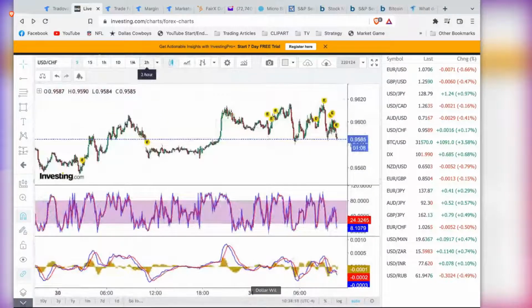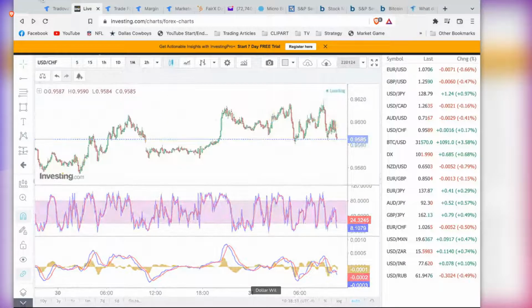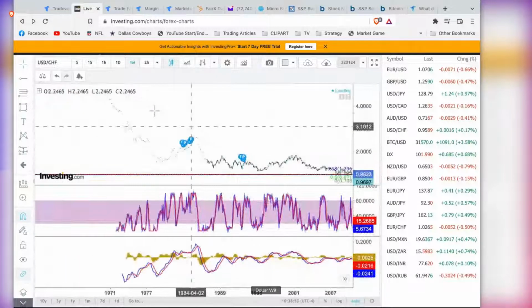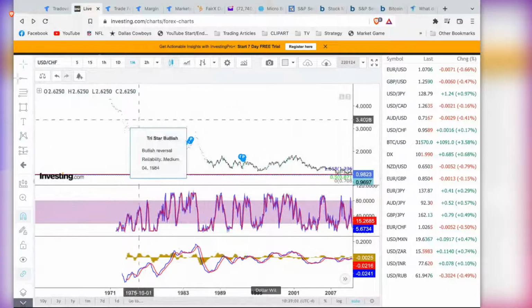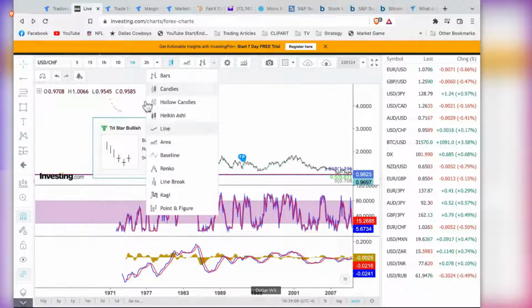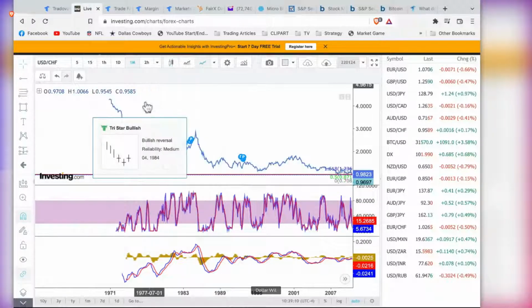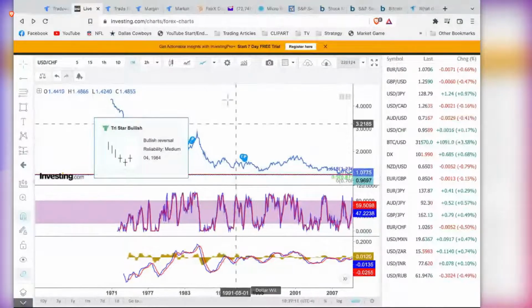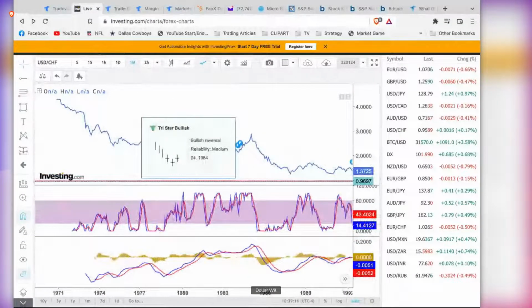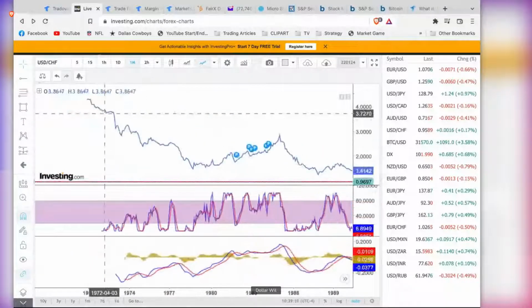Y'all getting a quick little bonus lesson here. Let me switch to a line chart so you can see it. The dollar is designed to fall. Okay, there's nothing wrong with the dollar falling. You want the dollar to fall. I know it's counterintuitive, but you need the dollar to fall.